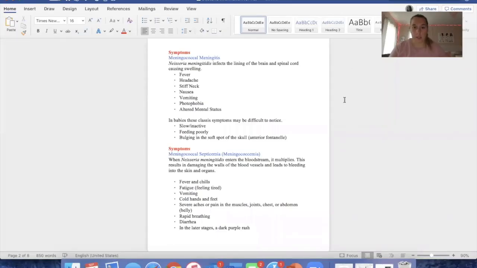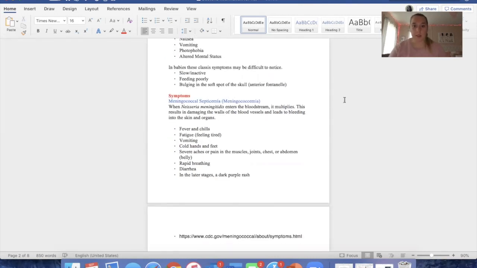The two types of diseases caused by Neisseria meningitidis are meningococcal meningitis and meningococcal septicemia. When Neisseria meningitidis infects the lining of the brain and spinal cord, this can lead to swelling. This is known as meningococcal meningitis. The symptoms include fever, headache, stiff neck, nausea, vomiting, photophobia, and an altered mental status. However, in babies and young children, these symptoms are difficult to notice. You might notice them being slow or inactive, feeding poorly, or bulging in the soft spot of their skull, also known as the anterior fontanelle.